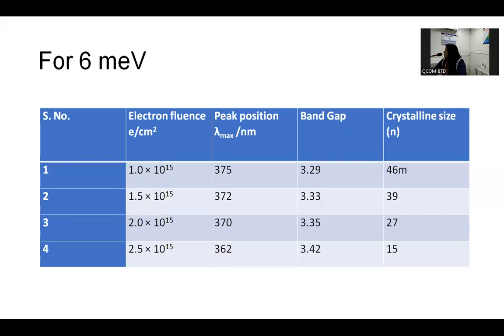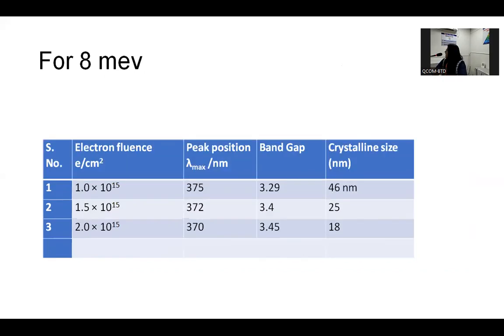On the next slide, when we move on to the 6 MeV irradiation of the same sample, for different electron fluence we observe that the band gap energy keeps increasing as we increase the electron fluence, and the crystal size keeps increasing. Initially, when I started the talk, I said that the band gap energy has a relation with the cross-sectional size of the material. So when crystal size decreases, there will definitely be a change in the band gap energy. I gave references for how I calculated that, and how we can calculate the band gap energy for crystalline solids. Please go on to the next slide.